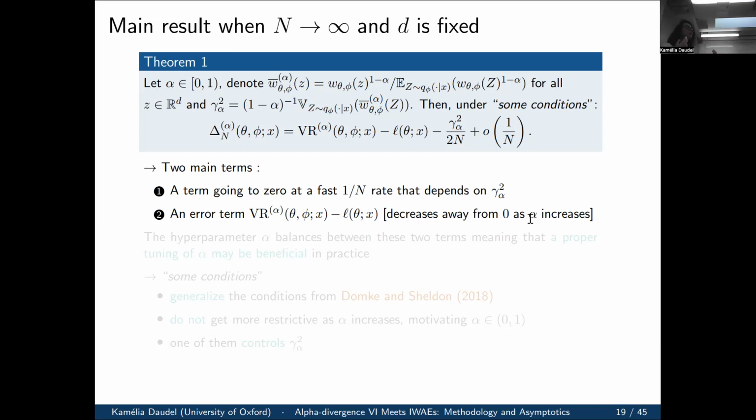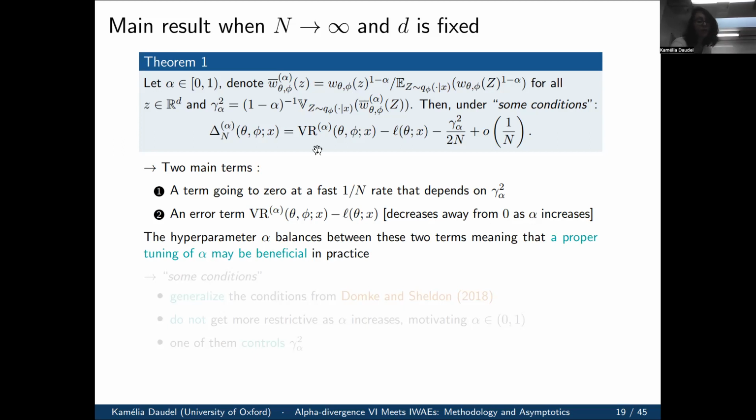So how you interpret this is that as you increase alpha, this term strays away from 0. 0 is your target, so you get more and more negative. What this tells us is that the hyperparameter alpha balances between those two terms, because alpha plays a role here and alpha plays a role there. So playing with alpha might actually impact what goes on in the bound. It gives us a few insights about the behavior of the bound as a function of alpha and n when d is fixed.